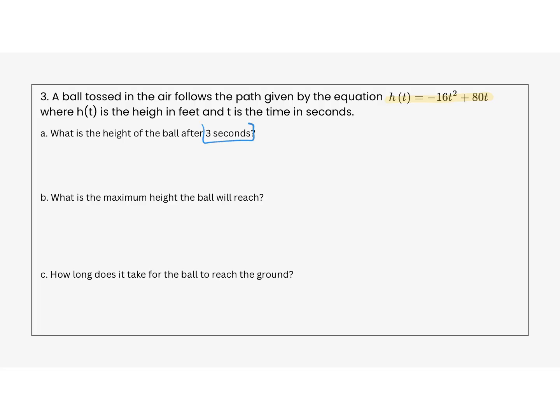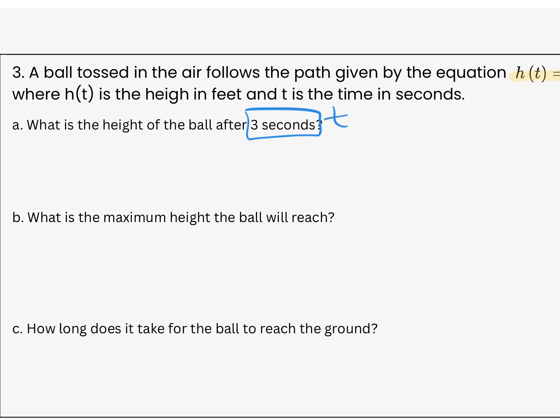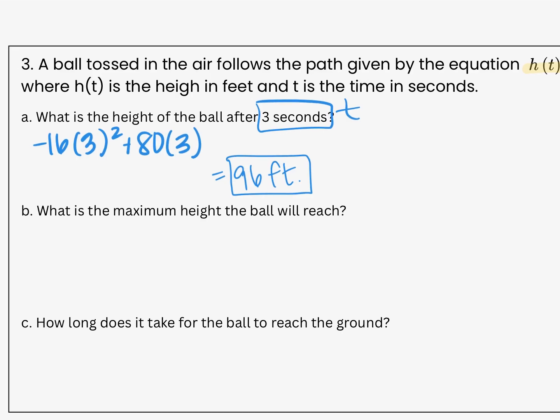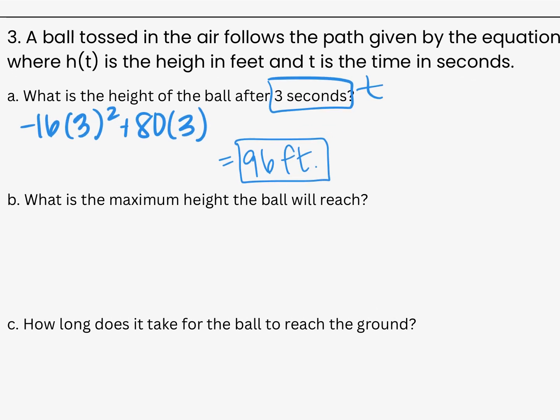So 3 seconds, that's our t value. So I'm just going to plug in negative 16 times 3 squared plus 80 times 3. All I'm doing is plugging in t equals 3 and getting an answer of 96 feet. So after 3 seconds, the ball is 96 feet in the air. What is the maximum height the ball will reach?